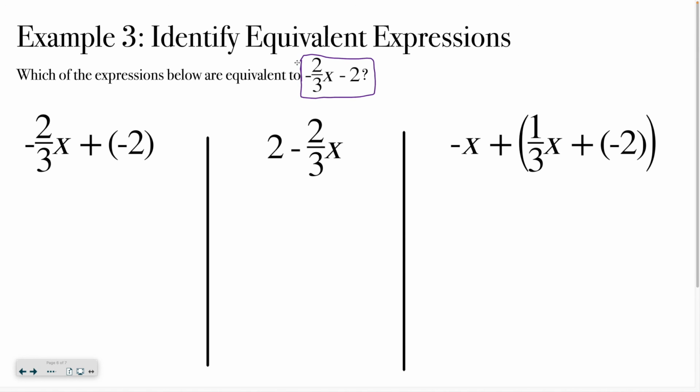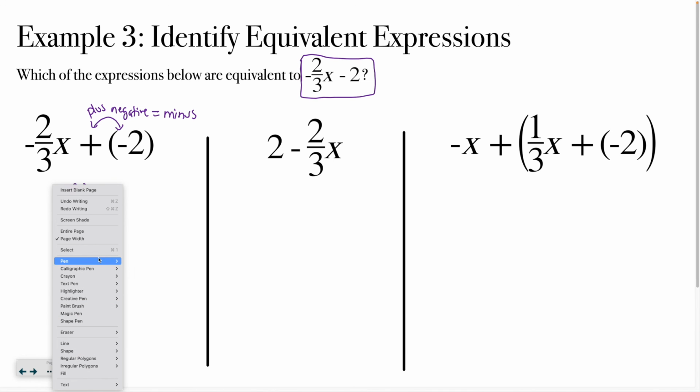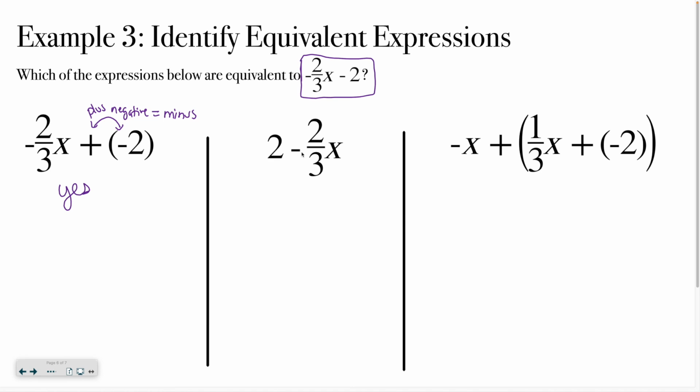And I'm going to say yes, it is equivalent, because whenever we have a plus negative, that's the same as a minus, right? So I'm going to say that yes, that first one's equivalent. Now, let's look at the second one. I have 2 minus 2/3 x, okay? So I have that negative 2/3 x, that's perfect, but instead of having a minus 2, I have a positive 2. So I'm going to say no, not equivalent, because it's not a negative 2.